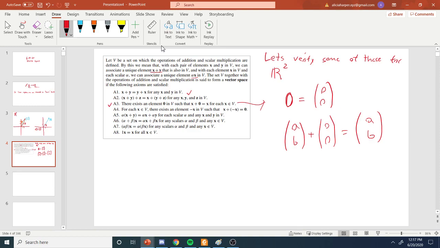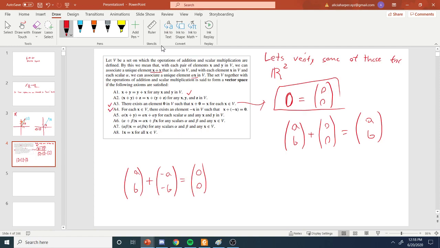Now that we have our distinguished 0 element, A4 asks for any vector x in V, there exists a negative vector such that if you add your vector to the negative vector, you get 0. So let's verify that as well. We look at (a, b), and then we add to it (negative a, negative b), and this gives us (0, 0), which is our distinguished 0 vector. So it's also true that for every x in our vector space, we have a corresponding negative vector.